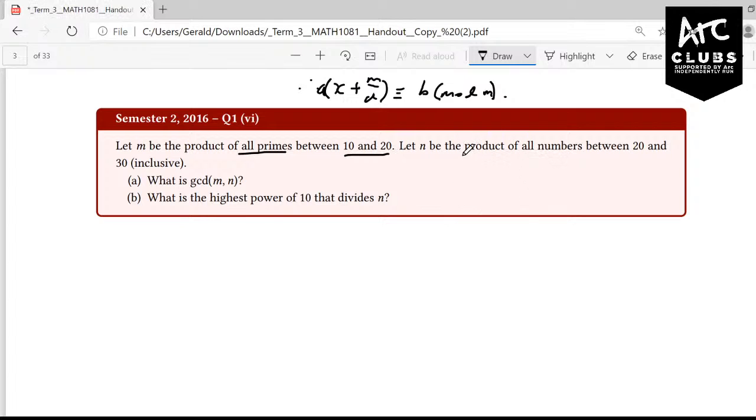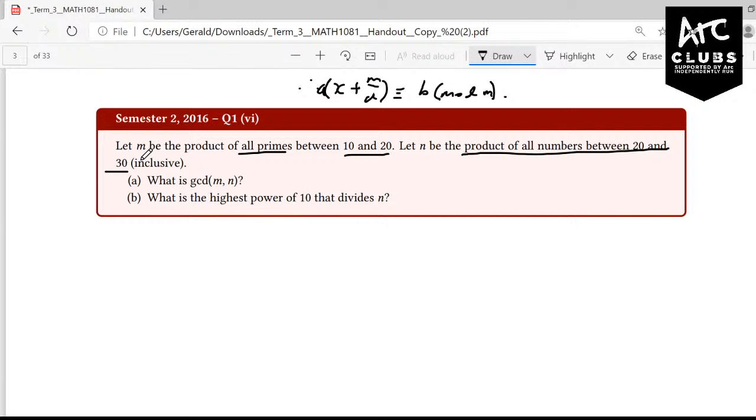N is a product of all numbers between 20 and 30 inclusive. And we want to find the GCD of m and n. Okay, so whenever you see GCD, the first thing you should always think of is, oh, I need to prime factorize both of these numbers, m and n.